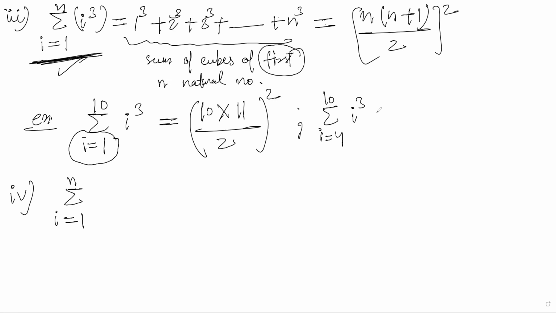I cube, which is not valid according to the formula. So what we can do is, we have missed 3 terms. That is, we have missed 1 cube, 2 cube, 3 cube. This can be written as 4 cube से लेके 10 cube तक का sum. 4 cube plus 5 cube plus 6 cube plus 7 cube, and similarly up to 10 cube. So what should be done? We should start this with 1 cube, 2 cube, 3 cube. We should add these terms as well as subtract these terms.